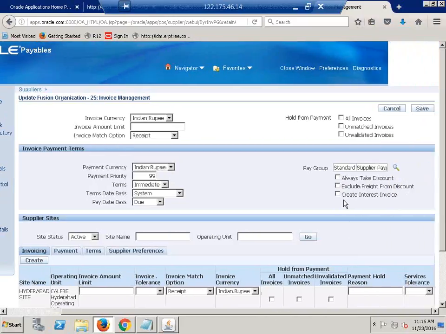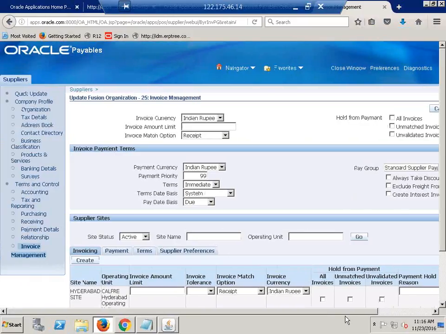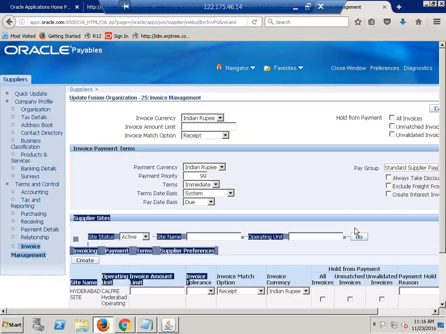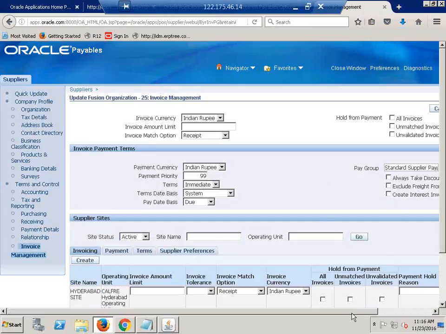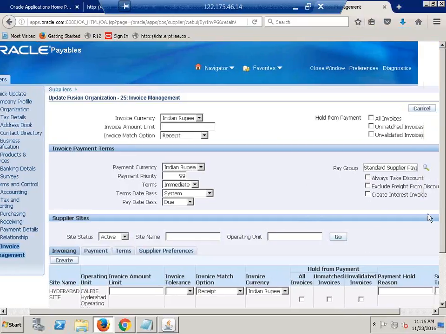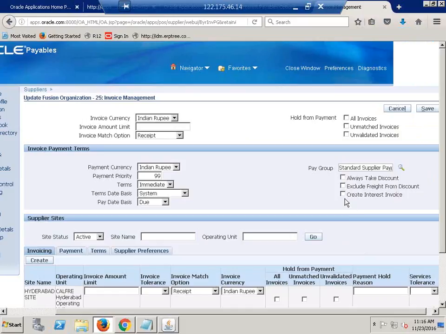You can see one checkbox called create interest invoice. How can you tell whether this is header level or site level? Because the site is there below, right? Here we have site, which means the information below is site level and the above is always header. So if you enable this option here, it is applicable for all sites.